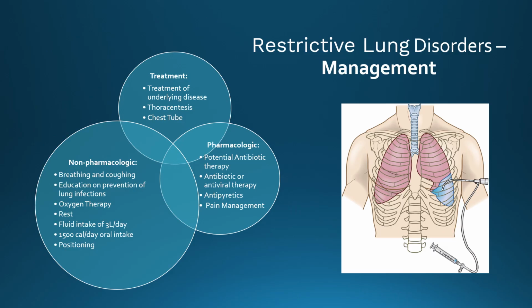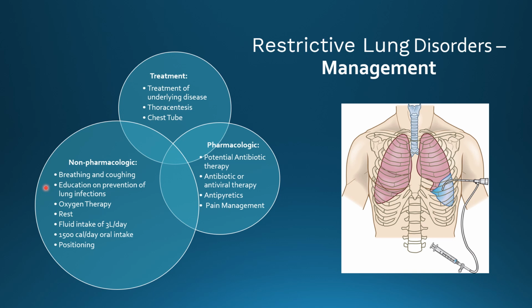So how do we manage a patient with restrictive lung diseases? Again, it's a combination of numerous different things, so non-pharmacological and pharmacological treatments. Deep breathing and coughing, education on preventing lung infections, provide oxygen, encourage rest, encourage fluid intake of 3 liters per day if not contraindicated, 150 mcal per day oral intake, and encourage frequent positioning changes.